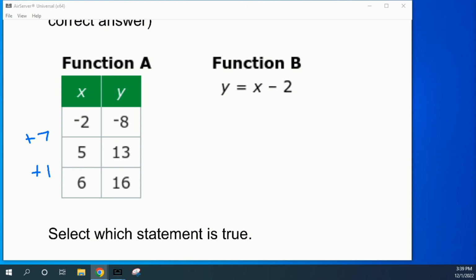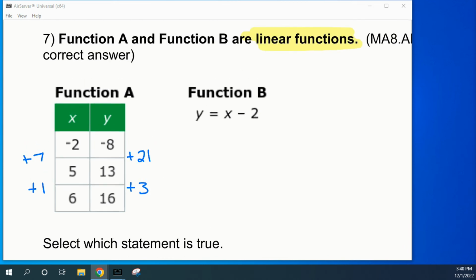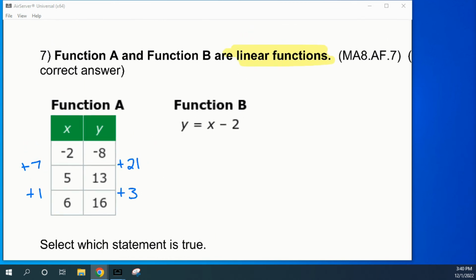Let me just do the y's here real quick, and then I'll show you. It's not a trick, but I'll explain what I'm doing. -8 to get to 13 is +21, and 13 to get to 16 is +3, okay? Also not constant, but the problem is telling us that these are linear functions. So it is saying, I know that this table does not look like it's constant, but it is.